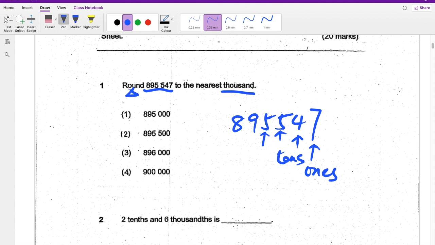So we want to round to the nearest thousand here, which is 5,000. So we need to remove all the numbers here, turning them to 0. How do we do it? The next one, which is hundreds, is 5. It's greater than or equal to 5, so when we omit this one, this number needs to add 1. So the number is 896000.